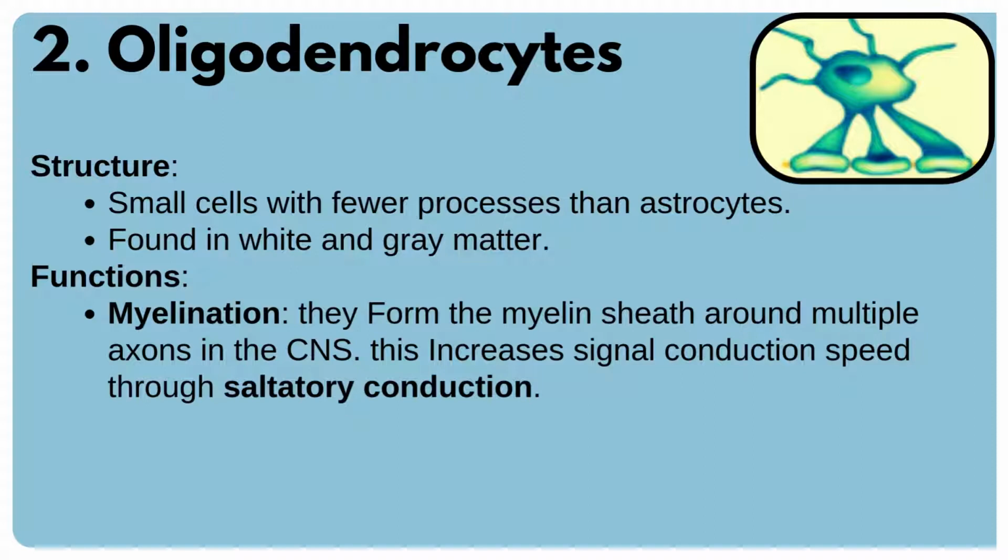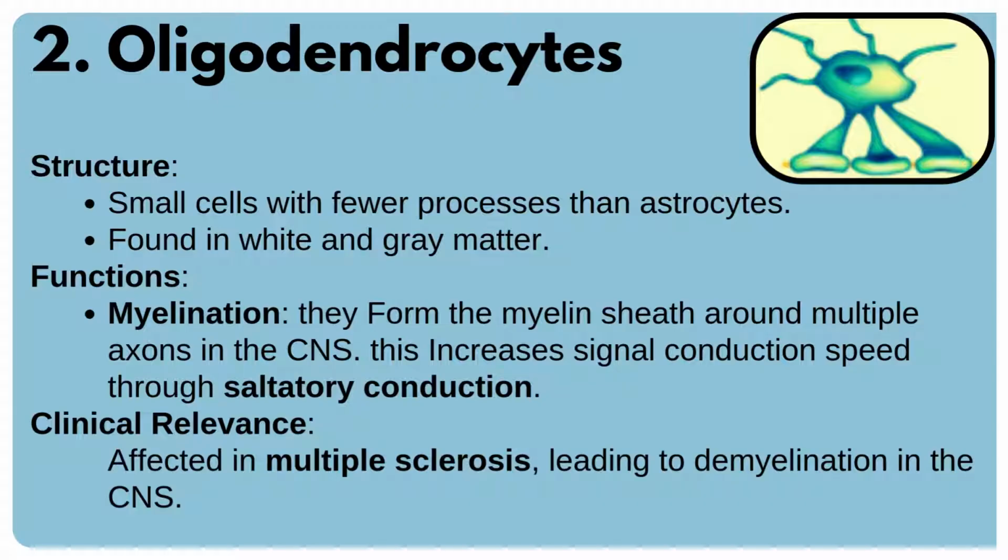Myelination. They form the myelin sheath around multiple axons in the central nervous system. This increases signal conduction speed through saltatory conduction. Clinical relevance. They are affected in multiple sclerosis, leading to demyelination in the central nervous system.